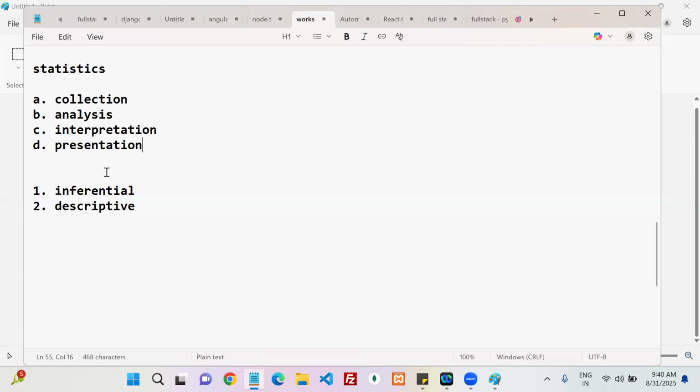Now if you come to the types of statistics, one is inferential statistics, another one is descriptive. Inferential statistics, which one can we say?